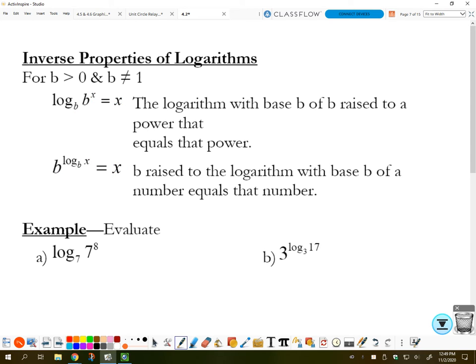Alright, so here you have log base 7 of 7 to the 8th. If you say base 7 of 7 to a power, then that extra number is the answer. So this is equal to 8. It's just that number. Alright, if I have this one, you see how you have matching bases. So this 17 is the answer.